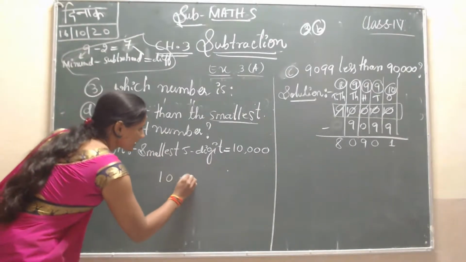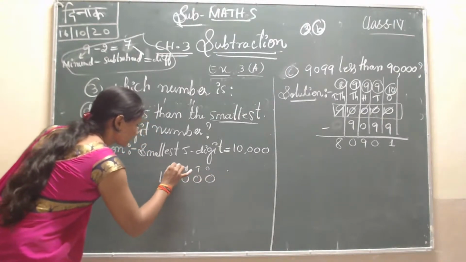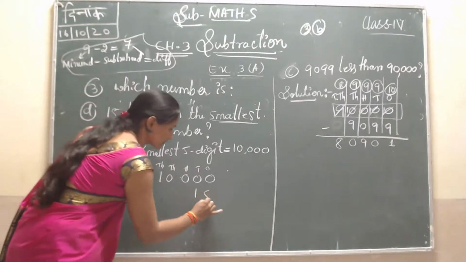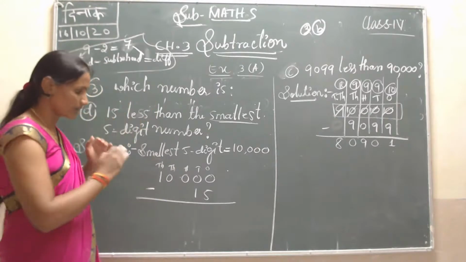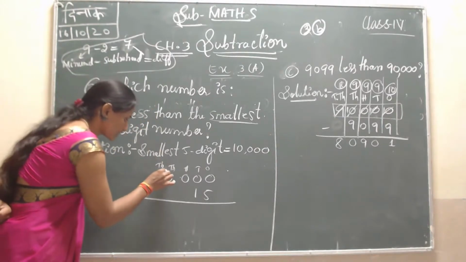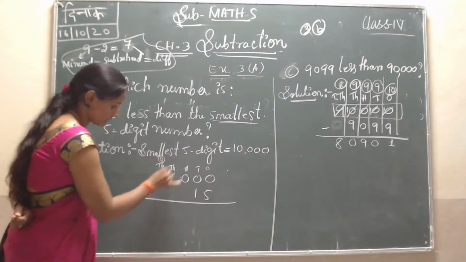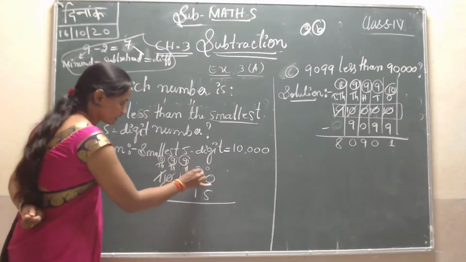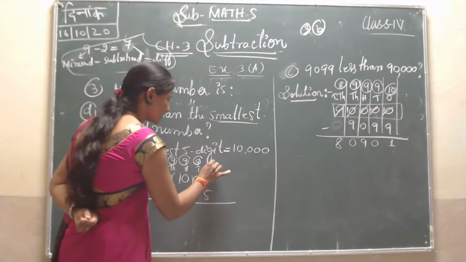You have to use the subtraction method in the same procedure. So first write 10,000: ones, tens, hundreds, thousands, ten-thousands. Then subtract 15. You already solved these, so use the same procedure here. You have 0, and here 1 is a 10. Again you take the carry. Here 9 is left. So here 9.